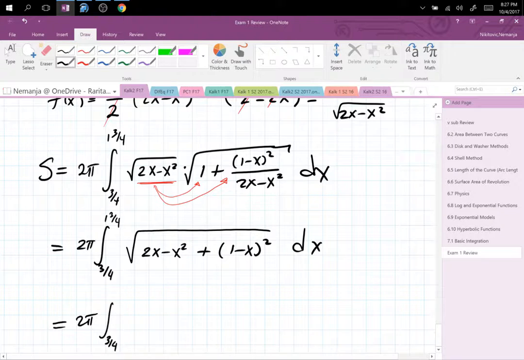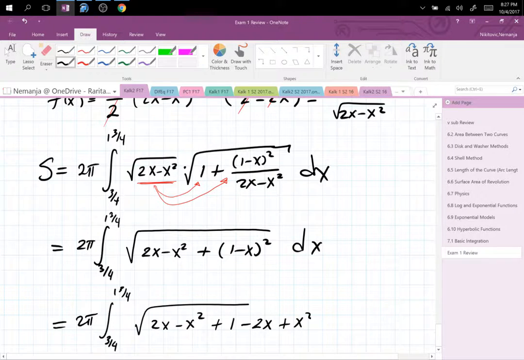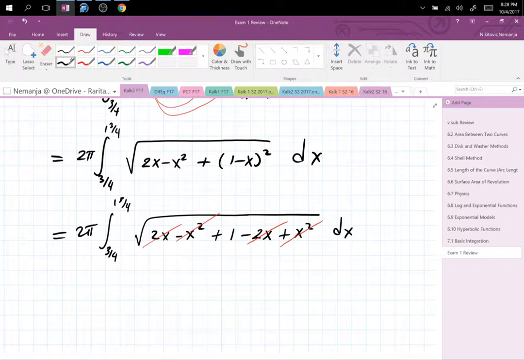2 pi 3/4, 1 3/4, and this is going to be 2x minus x squared. And now when I expand this, don't forget the middle term. So we have plus 1 minus 2x plus x squared. See that 2x? It's not there for decoration. It's the middle term. Ooh, that goes away, and that goes away. I know. I'm so excited.